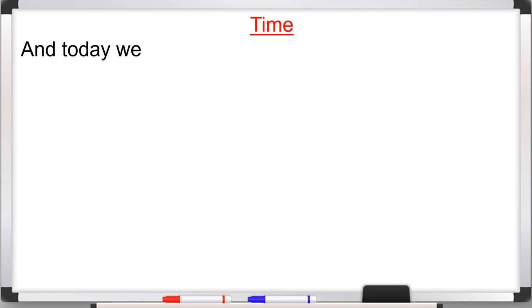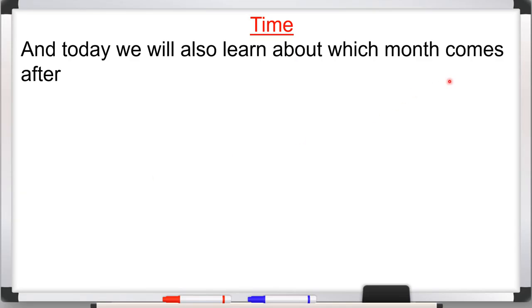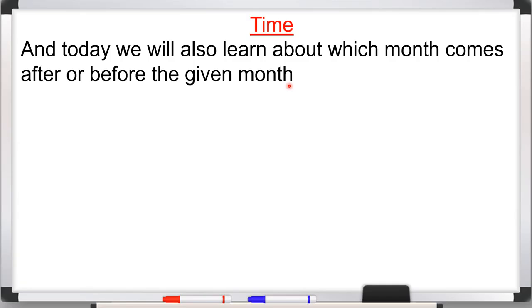And beta, today we will also learn about which month comes after or before the given month. What do you mean by it? Here beta, it means which month comes before the given month, the month which has been given to us, or after it. Before means earlier and after means later. Okay, so let's do these types of sums with examples.